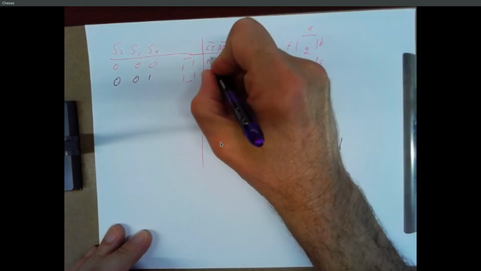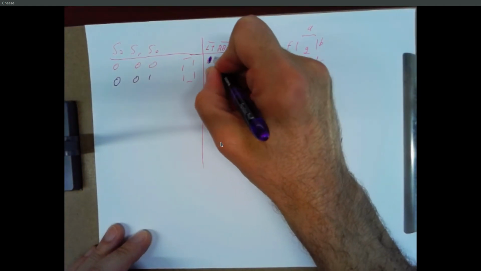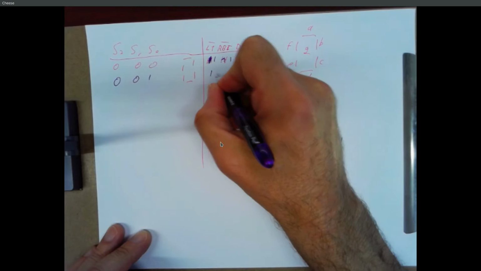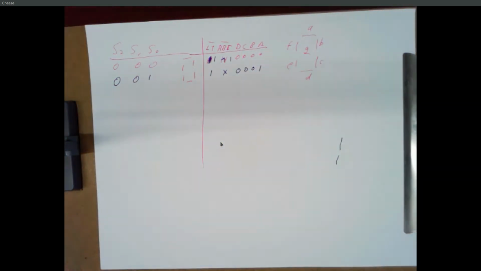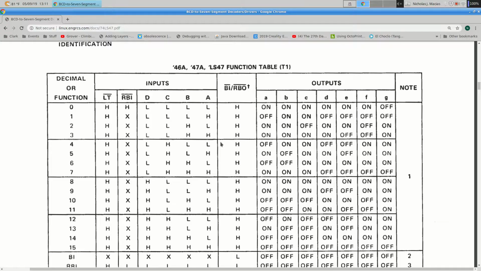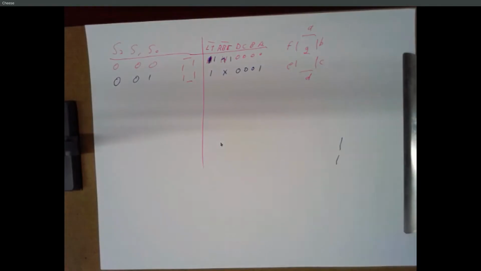So I'm going to stick to 1s and 0s. So this is a 1. This is a 1, this is a don't care, and then these should be 0, 0, 0, 1. And we're not going to do this for the whole table, but you can see that for all these other entries, LT bar should be high. RBI bar says, I don't care.